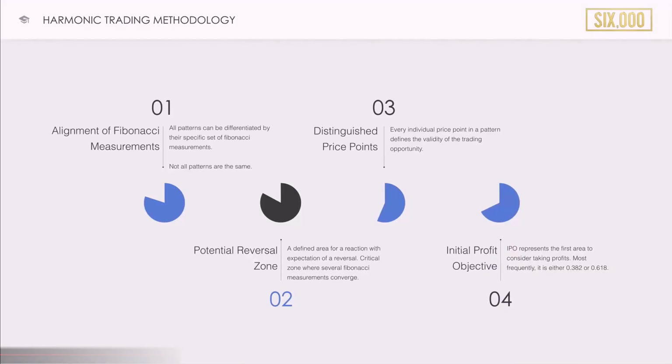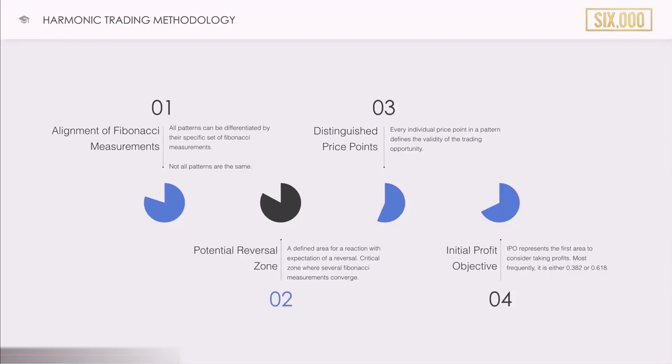Now, something that's new to you guys is IPO, initial profit objective. Don't get this mixed up with the term IPO, which is in relation to the stock market. This stands for initial public offering. So when we're talking about IPO in the harmonic trading methodology, IPO represents the first area to consider taking profits. And this most frequently is either 0.382 or 0.618.